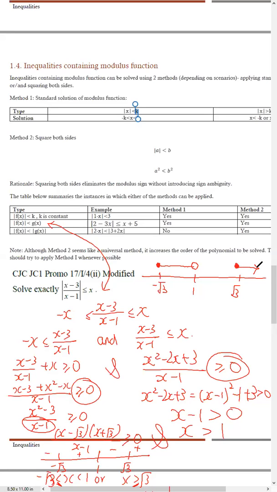The second solution will be x more than 1. So the x more than 1 will be from here to here, the blue line. By visual inspection, where is the overlap? Here, correct? So therefore, the final solution for the entire question is x more than or equals to root 3. Okay, and so that's it. That's how you solve a question involving a modulus sign.